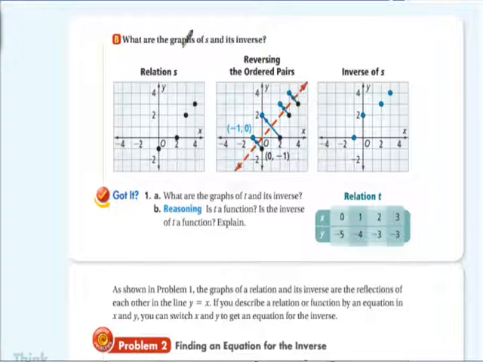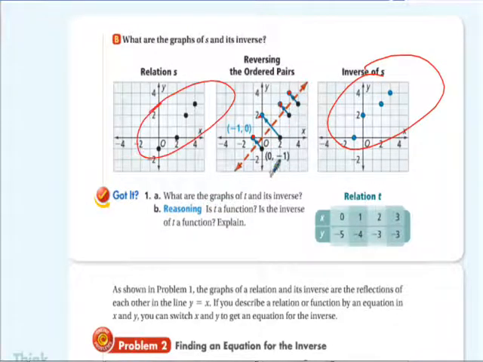Same here. If we were given a graph and we were to look at its points, if (0, 1) is a point, or sorry, (0, -1) is a point, well then (-1, 0) is a point. So that's how each of these points were gained right here. You'll notice that these points are just being reflected, if you remember from geometry, in the line y equals x. So this is the inverse of relation S.